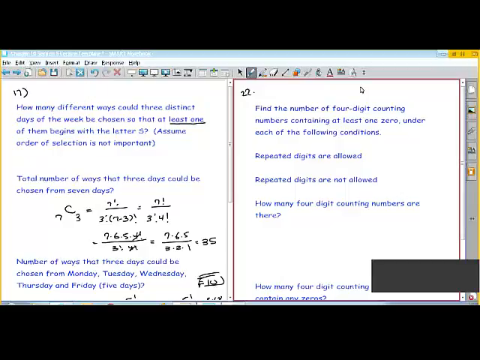Now we don't necessarily have to use combinations. We just have to use it to find the answers. So in this case, I don't think we use combinations. We just use the counting principle. So these are the 2 choices. We'll do 1 page with repeat digits allowed and where repeat digits are not allowed.